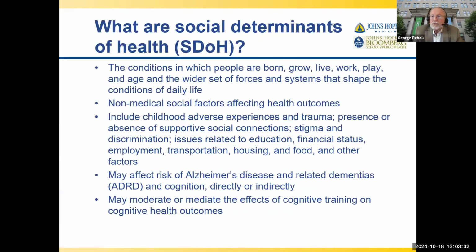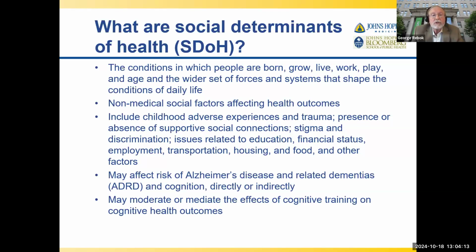So what are the social determinants of health? These are the conditions in which people are born, grow, live, work, play, and age, and the wider set of forces and systems that shape the conditions of everyday life. In our context, you can think about these factors as non-medical social factors affecting health outcomes, including cognitive health outcomes. And these factors include childhood adverse experiences and trauma, presence or absence of supported social connections, stigma, discrimination, issues related to education, financial status, employment, transportation, housing, food, and a myriad of other factors.